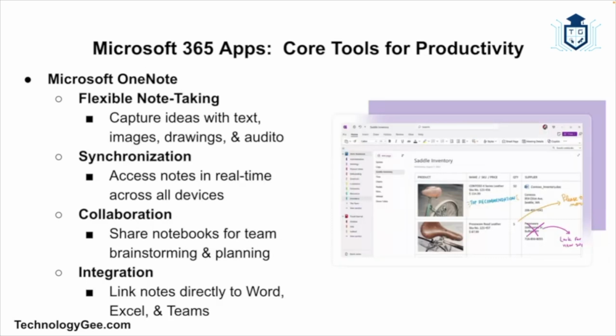And then we have Microsoft OneNote. So OneNote, this is a powerful digital notebook for organizing notes, ideas, and to-do lists. So with Microsoft OneNote, it makes note-taking flexible so you can capture ideas with text, images, drawings, and audio. It offers synchronization so you can access your notes across devices in real time. It offers collaboration so you can share notebooks with teams for brainstorming and project planning. Then there's integration so you can link notes to other Microsoft 365 apps like Word, Excel, and Teams.